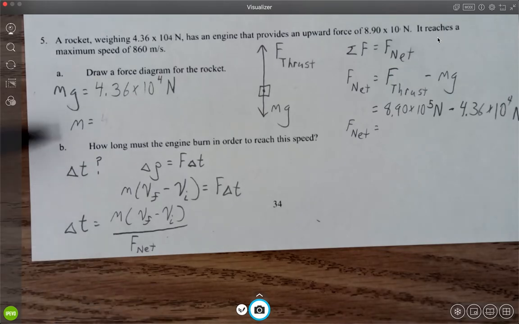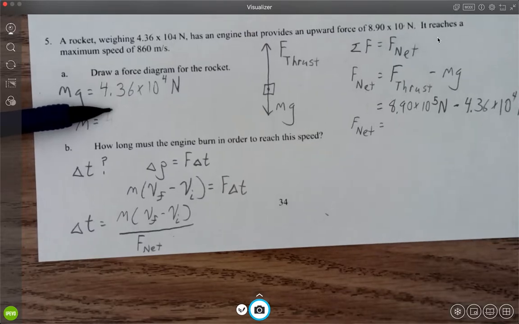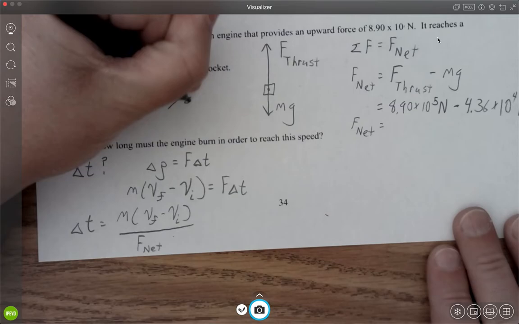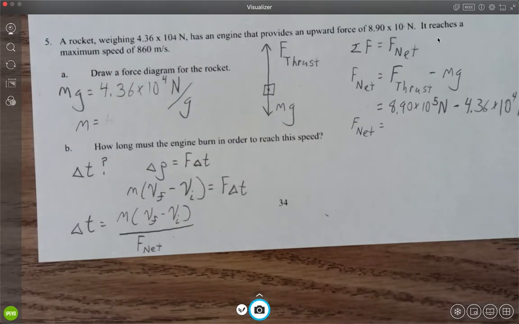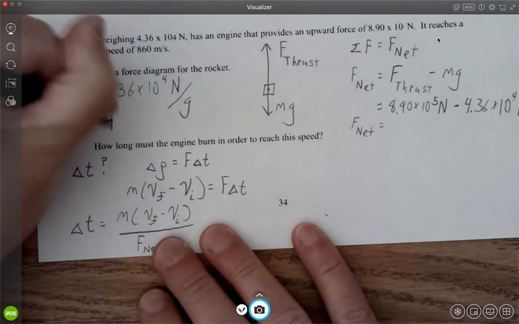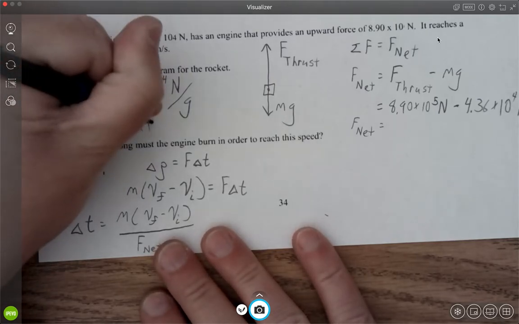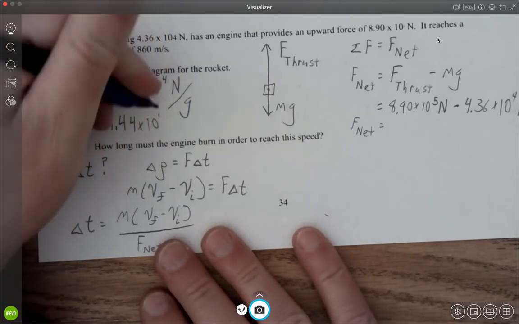So that's why up here I've set up the weight, that m times g that was given to us, which is 4.36 times 10 to the 4th newtons. To get to mass, we divide by g, that 9.81, and we're going to get a value around 4.44 times 10 to the 3rd kilograms.